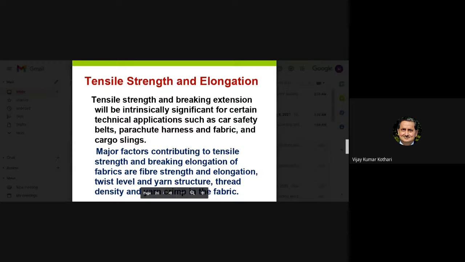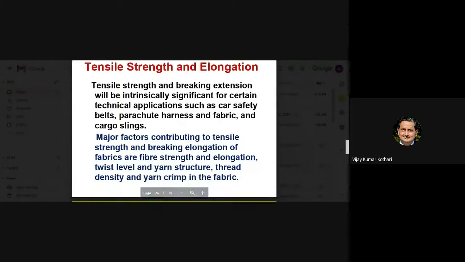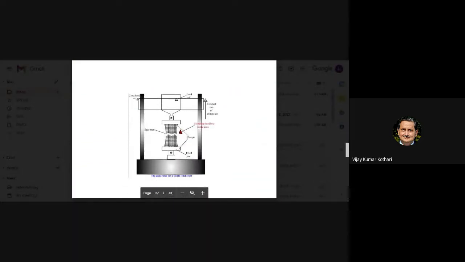So many fabrics are going to be important from the point of view of the tensile properties. Many factors contribute to the tensile strength and the breaking elongation of the fabric. The fiber strength and elongation is a component of the fibers which contribute to the fabric strength. The twist level and the yarn structure is the next component. The thread density and the yarn crimp in the fabric is another one.